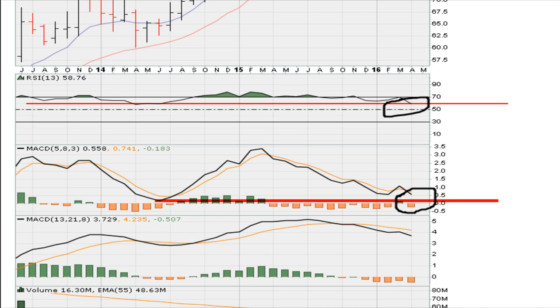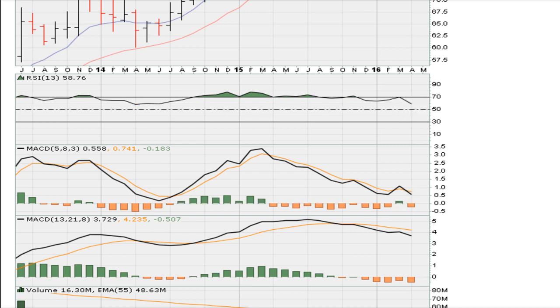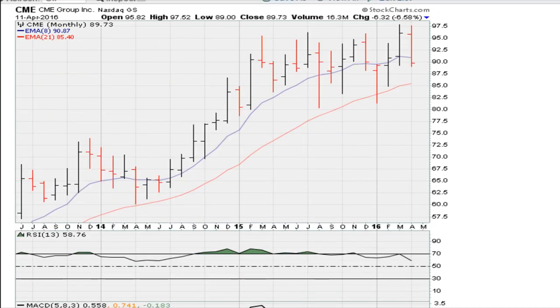So watch that threshold at 89.27. Anything below that could suggest that there's a bigger correction around the corner.